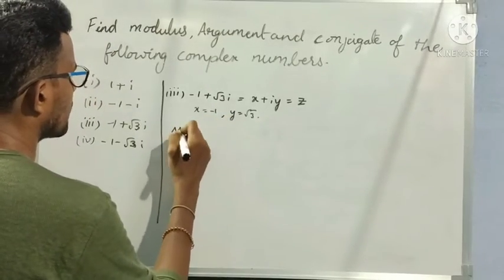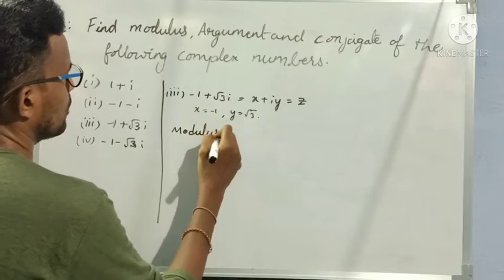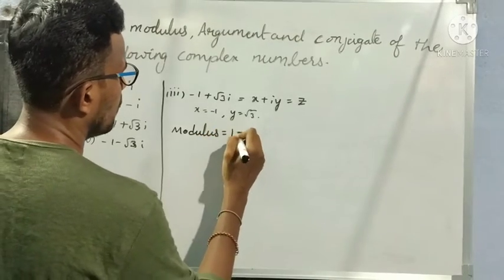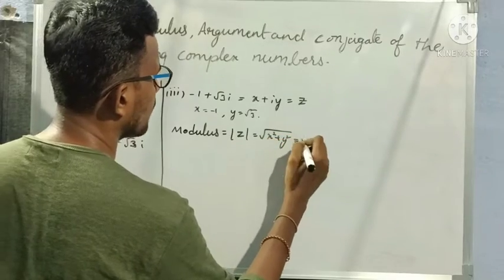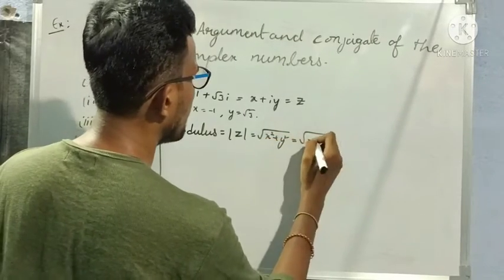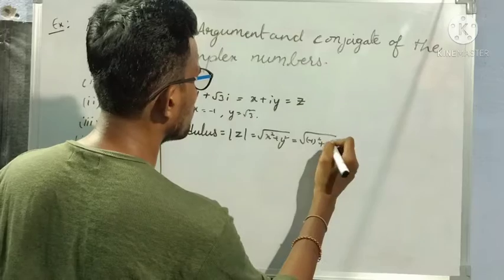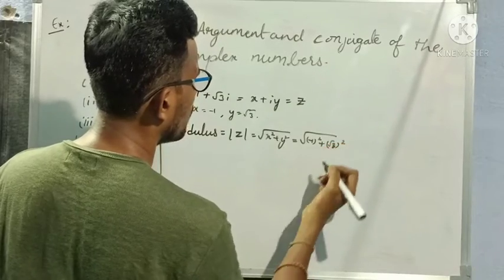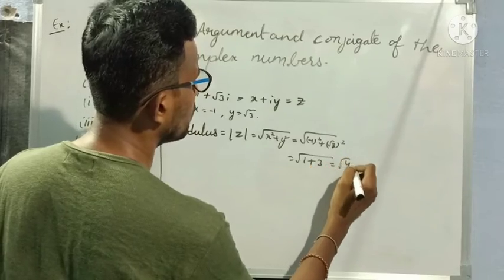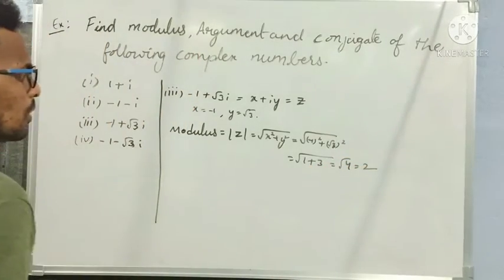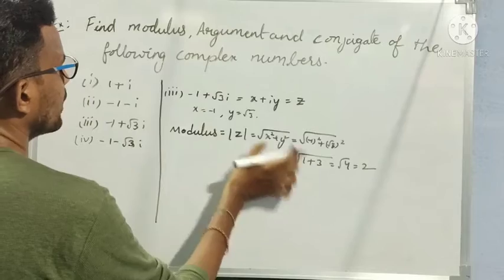First, modulus. Modulus of z is square root of x square plus y square. So square root of (minus 1) whole square plus (root 3) whole square. That is equal to square root of 1 plus 3, that is root 4, which is equal to 2. This is the modulus value for the third complex number.